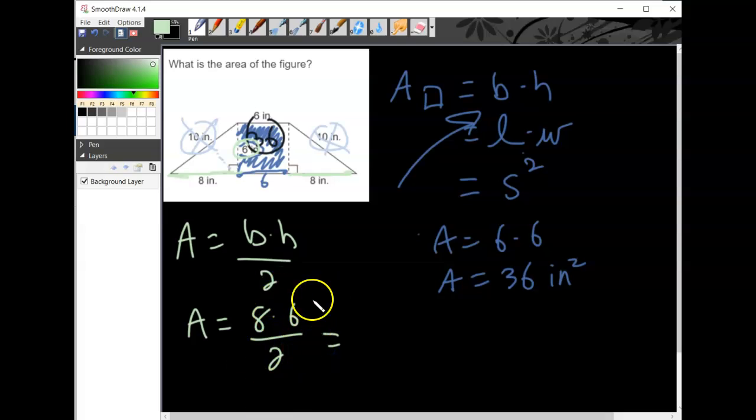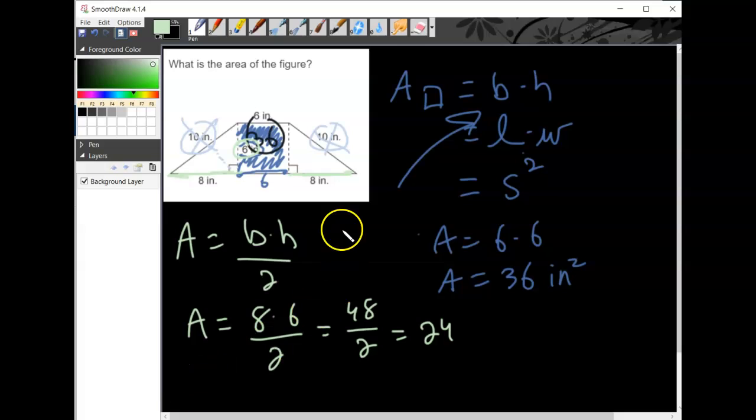I could take a shortcut here. Let me show you how useful this shortcut can be. Isn't 8 divided by 2 just going to be 4, right? So this is going to be 4 times 6, which is 24 inches squared. If I don't do that shortcut and just do 6 times 8 to make 48, and then divide by 2, well, 48 divided by 2 is also 24.